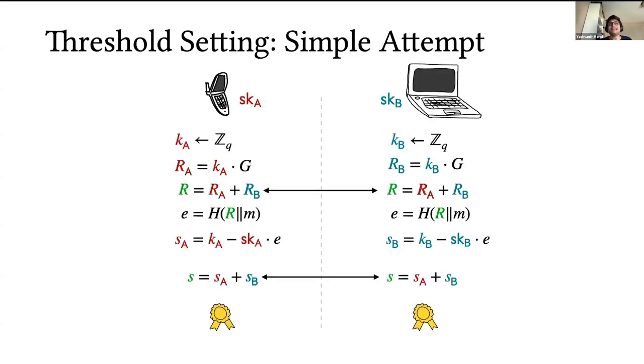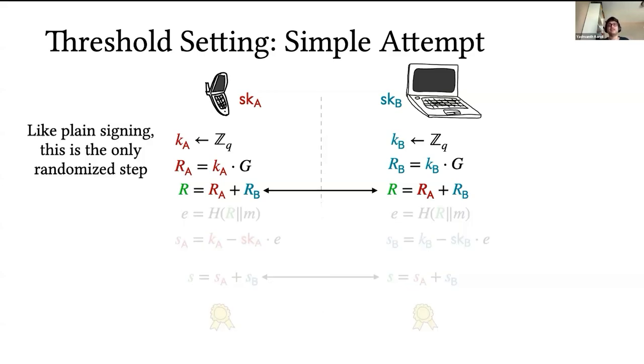So to see why this is a challenging problem, let's look at what a naive attempt to de-randomize Schnorr signing might be like. I've written down explicitly all the details that go into realizing this simple linear combination for Schnorr signing. The only part that's important is the first couple of steps. That's this nonce sampling. And just like plain signing, the only randomized step in distributed signing is sampling this nonce.